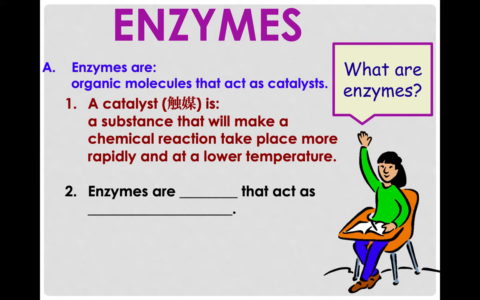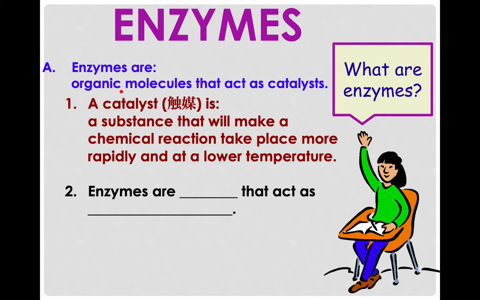So what are enzymes? Okay? Enzymes are organic molecules. So organic means they have carbon in them. Organic molecules that act as catalysts. Okay, so what's a catalyst? A catalyst is a substance or a thing that will make a chemical reaction take place more rapidly or faster at a lower temperature. So a catalyst makes a chemical reaction happen faster and at a lower temperature. Okay.